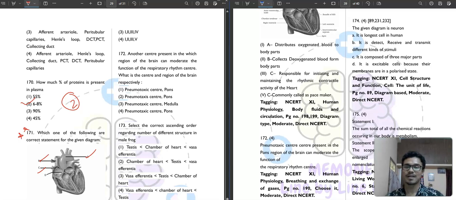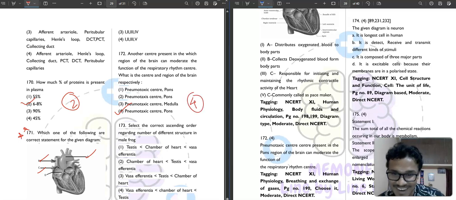Another center is present in which region of the brain that can moderate the function of the respiratory rhythm center? What is the center and the region of the brain? That is your pneumotaxic center, which is present where? Which is present in your pons. The fourth option is your correct answer.